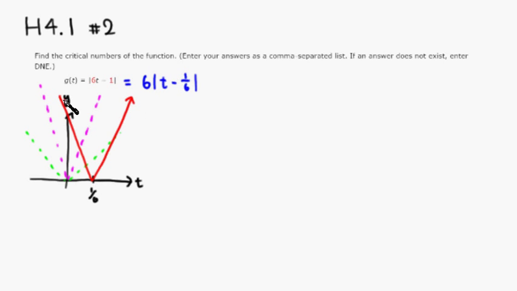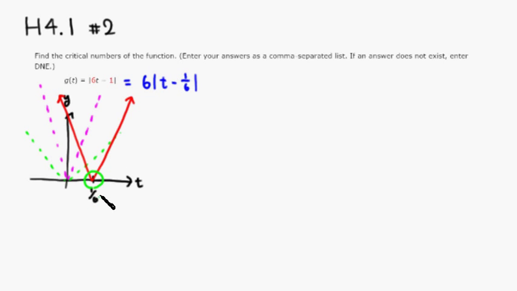Remember that in order to be a critical number, the derivative has to be either 0 or undefined. You can see that along here, the derivative is always negative because it's going down, and along here the derivative is always positive, so it's not going to be 0. The only place that could happen would be right here. You can see that there's a sharp corner, which means that the derivative doesn't exist there.